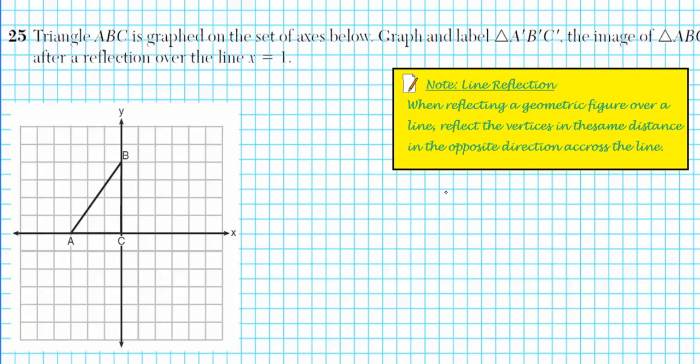x equals 1. So one thing you want to note concerning line reflections is that when you're reflecting a geometric figure across a line, you can just use the vertices, okay? All you do is reflect the vertices the same distance in the direction opposite of where the actual object is across the line, okay? So in this case, we have the triangle ABC. Our line of reflection is x equals 1. So what does that line look like? This is a red line right here.